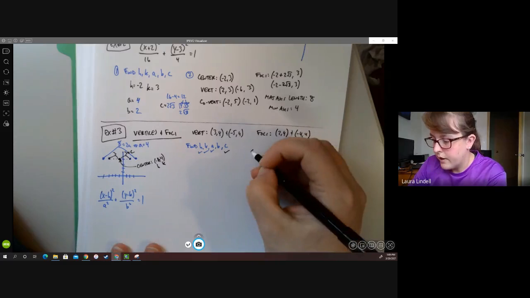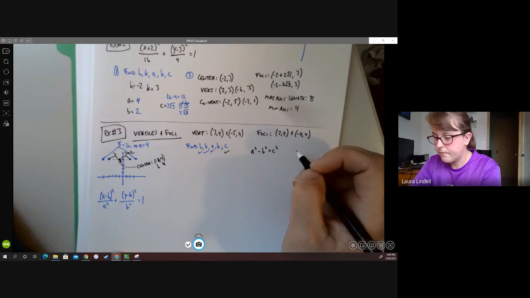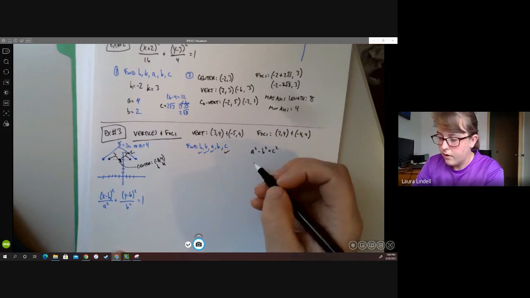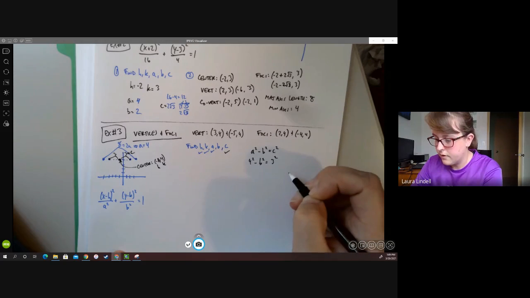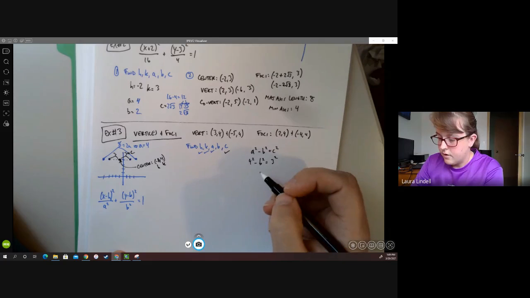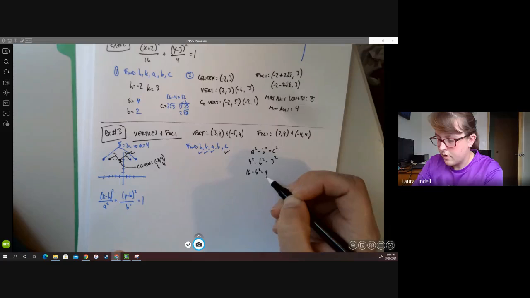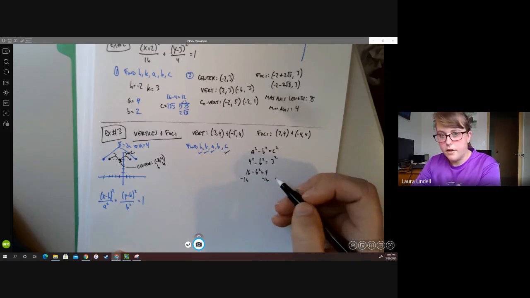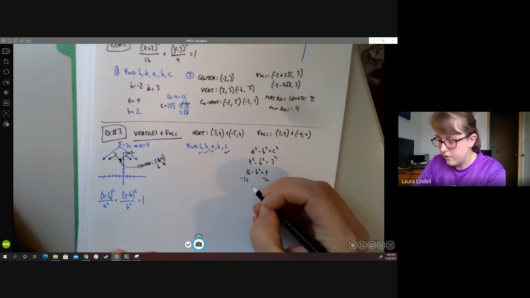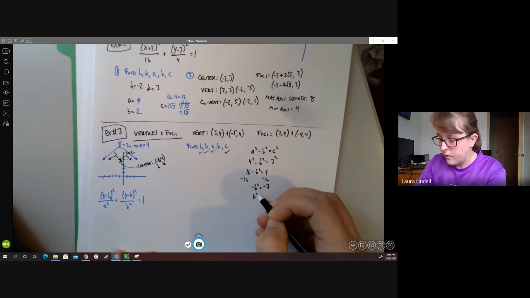And we still know that a squared minus b squared equals c squared. So 4 squared minus b squared equals 3 squared. So 16 minus b squared equals 9. Nine minus 16 is -7. So negative b squared equals -7. So b squared equals 7. So b is the square root of 7.